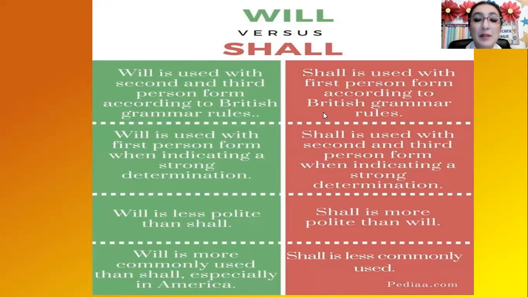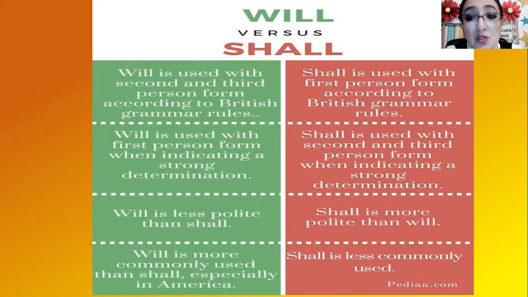So be careful because we can be confused with will and shall. What are some of the differences? Will is used with second and third person according to British grammar rules. Talking about British context, right? And shall is used with first person according to British grammar. Okay, will for second and third, and shall only for I and we. Will is used with first person when indicating a strong determination.